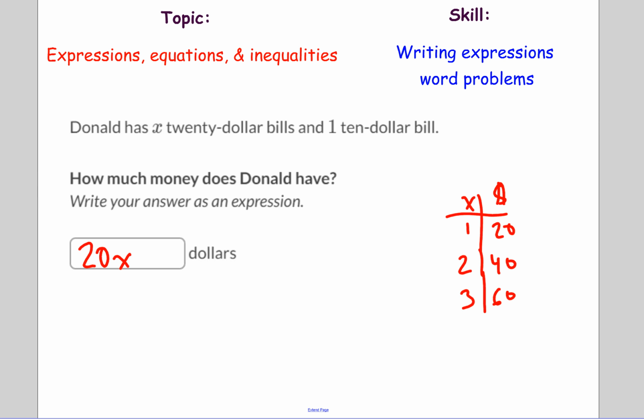And he has a $10 bill. So to add to whatever that number comes out to be, you have to add 10 more dollars. So the expression is 20x plus 10, or 20 times the number of $20 bills he has plus the one $10 bill.